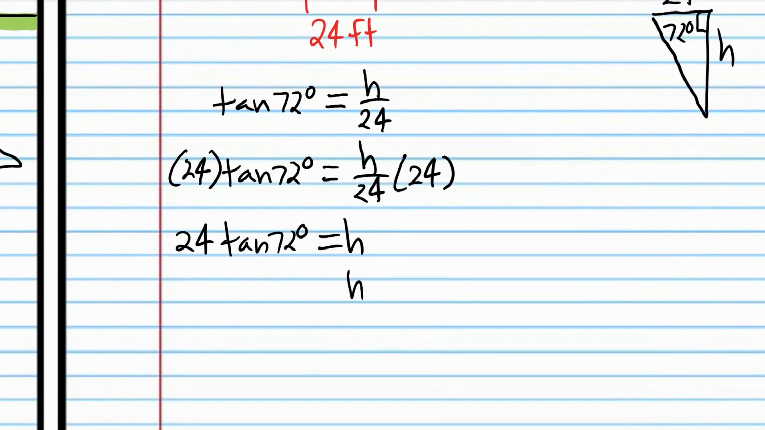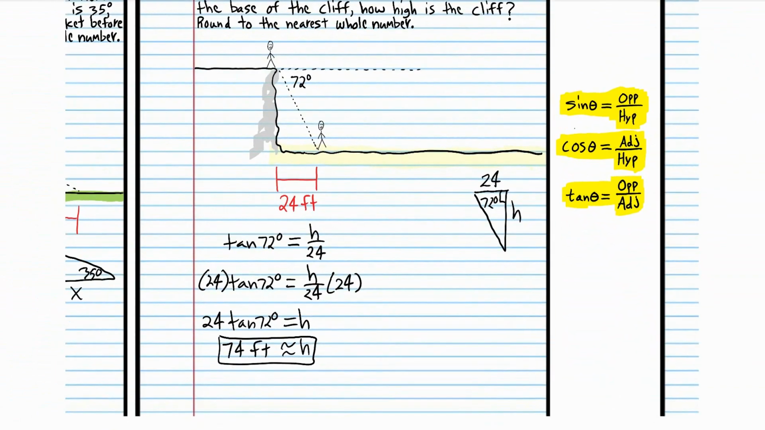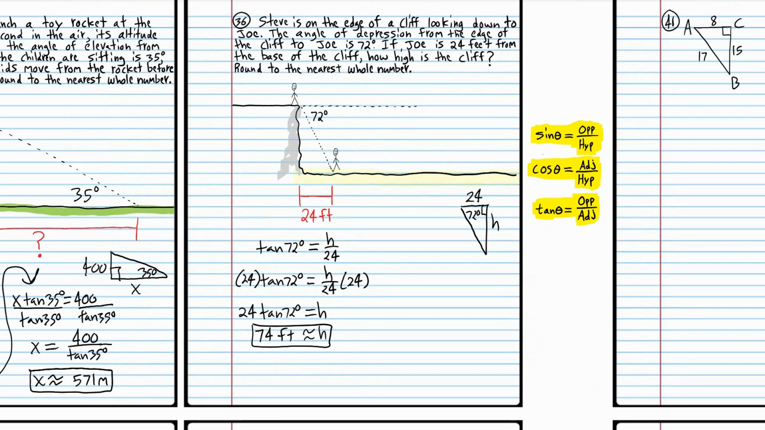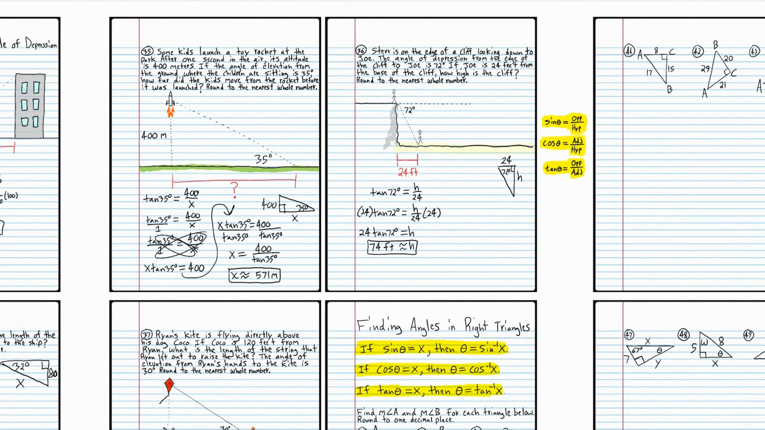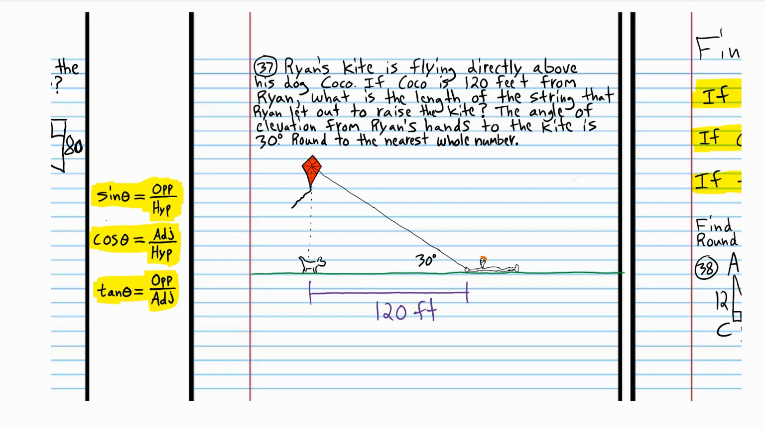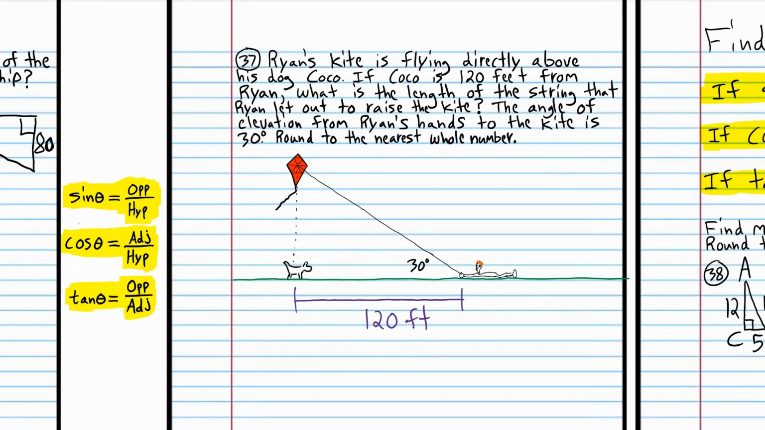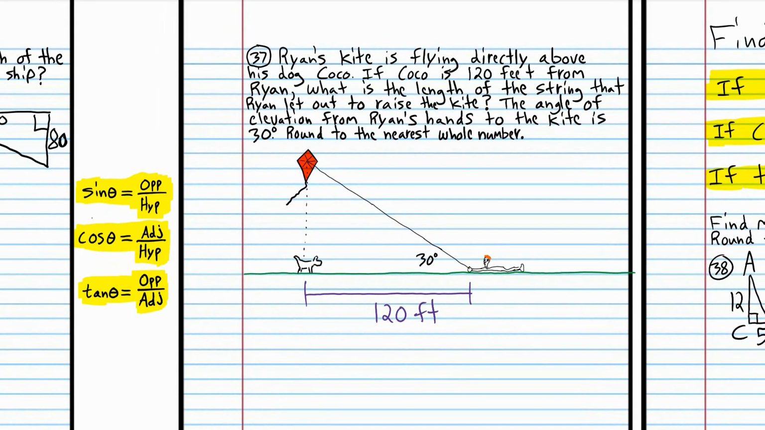And we're going to need to use the calculator to approximate. So again, with an iPhone, you plug in 72 degrees, then the tangent button, then times 24 equals, and it's going to be 74. So the cliff is 74 feet high. All right, so if you got that answer, good job. So let's do one more of these word problems. So this one's pretty standard. So go ahead and try 37, and when you come back, we'll do it together.